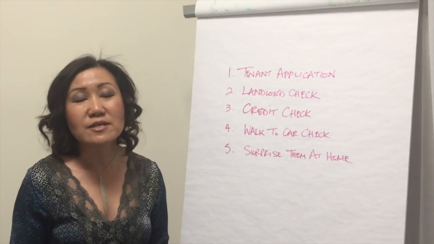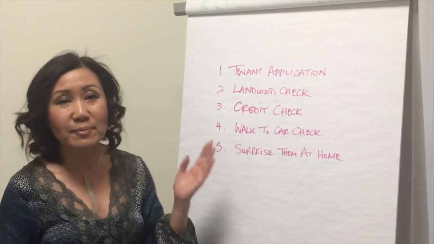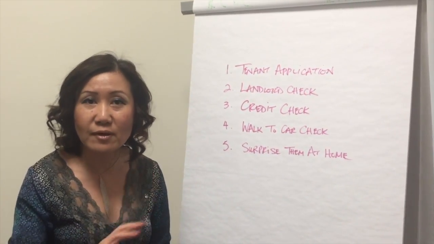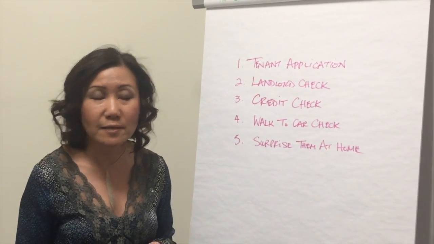So, the first thing that you need to do when renting out to tenants is to have a good screening process. What that means is you need to have an application form. A tenant application form is going to let the tenant fill out everything about themselves, so you'll be able to verify what they say.